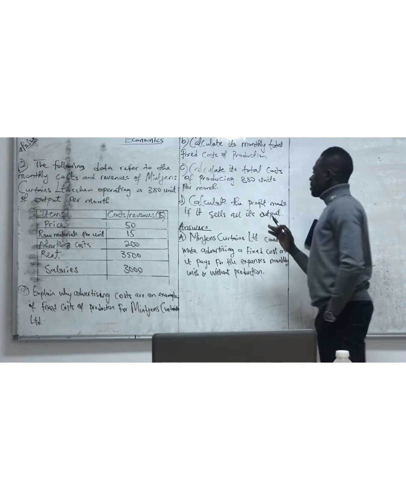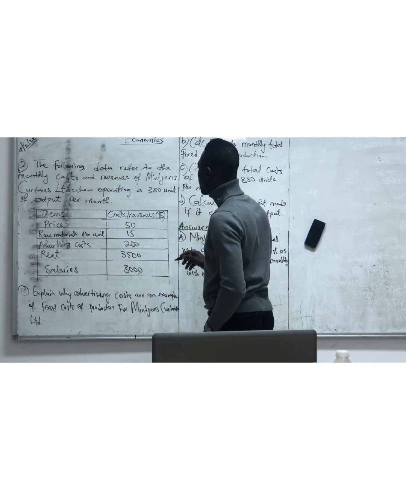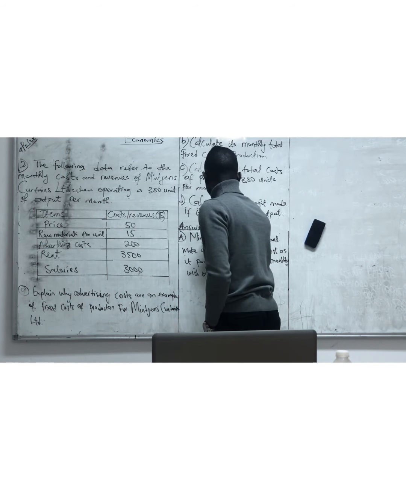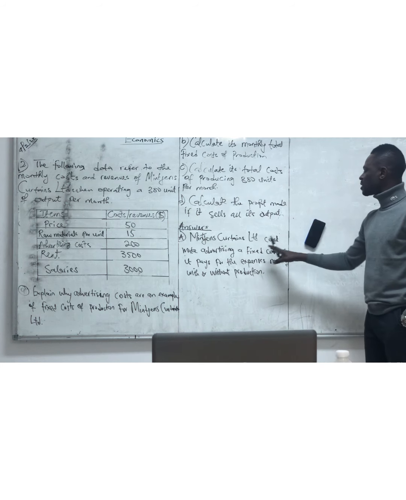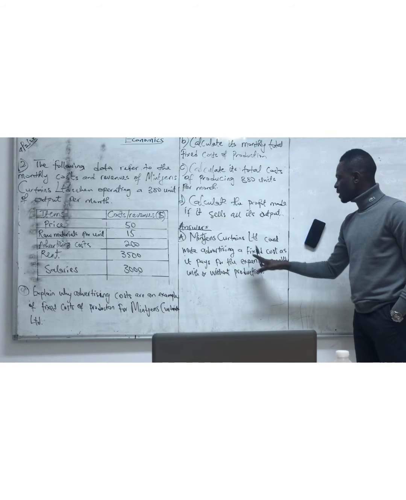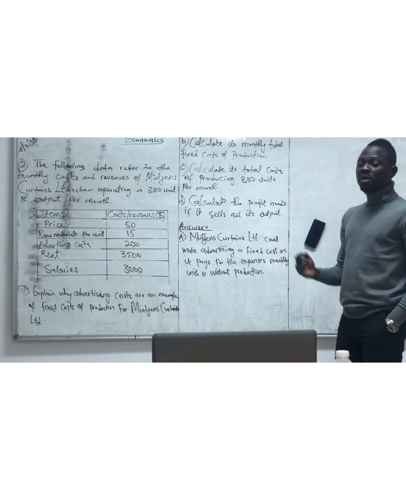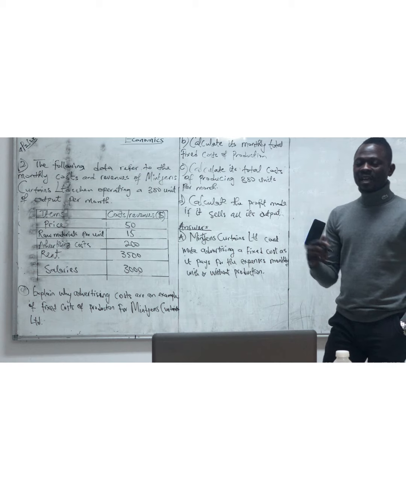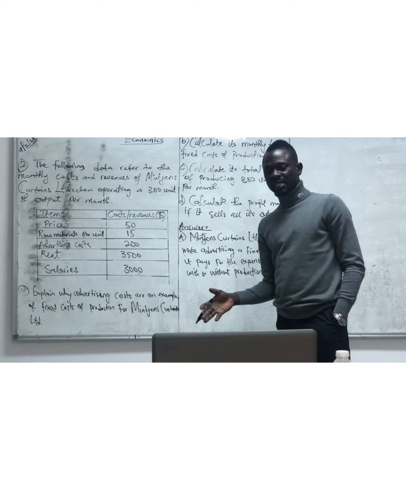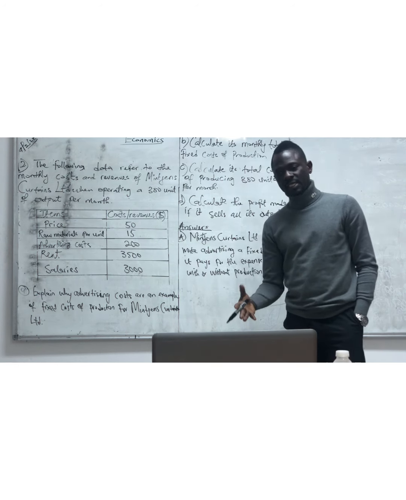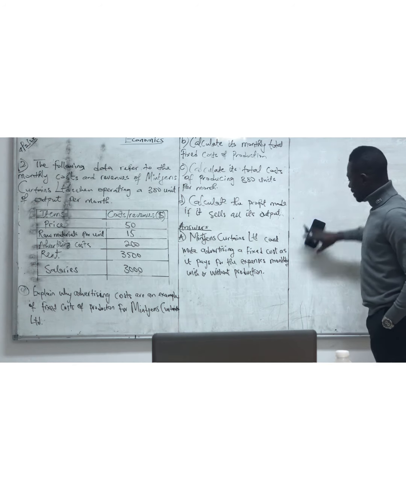So here I said Mid-jets. Is it Mid-jets or Mid-jets? Okay. Here I said Mid-jets Contents Limited makes advertising a fixed cost as it pays for the expenses monthly with or without production. So it becomes a fixed cost because without production, it still pays the expenses. With production, it pays the expenses. Is it clear? Alright, B.